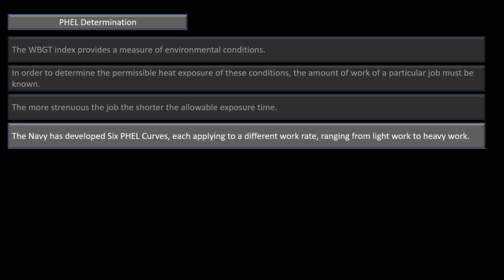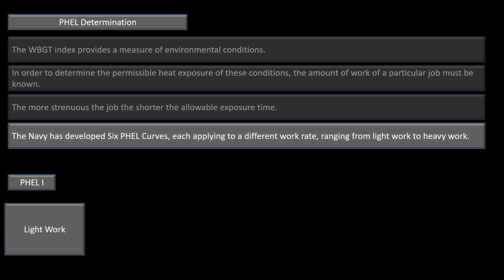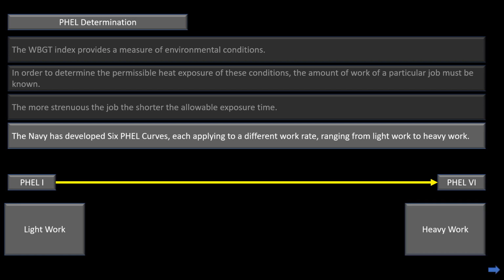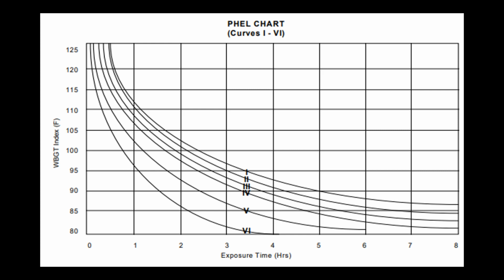The Navy has developed 6 PHEL curves, each applying to a different work rate ranging from light work to heavy work. PHEL curve 1 is very, very light work, and on the other end of the spectrum, PHEL 6 would be our heavy work. Towards the end of the reference and the end of the chapter, you'll see this PHEL chart that shows how your PHEL curves all work. The curves on the chart are numbered, just like we said, PHEL levels 1, 2, 3, 4, 5, and 6, with 1 being the light work and 6 being the very, very heavy work down here.